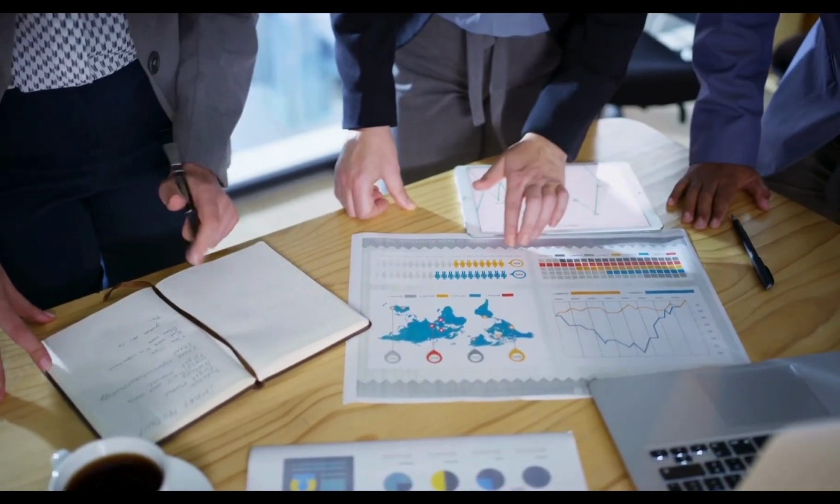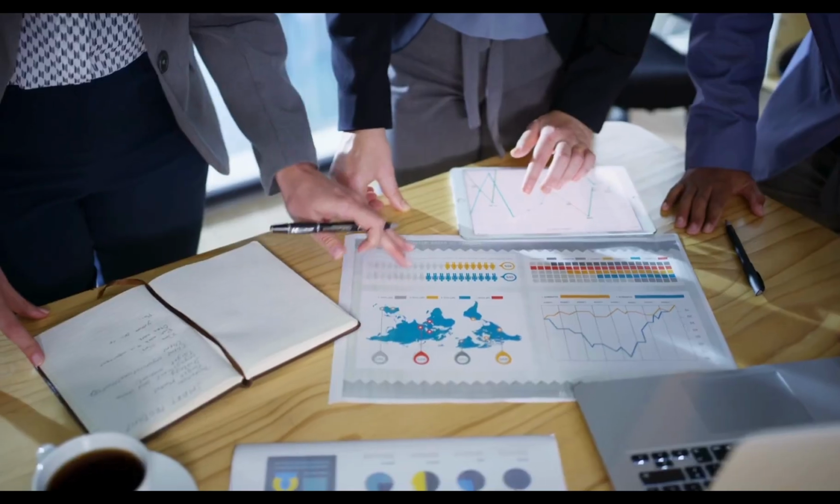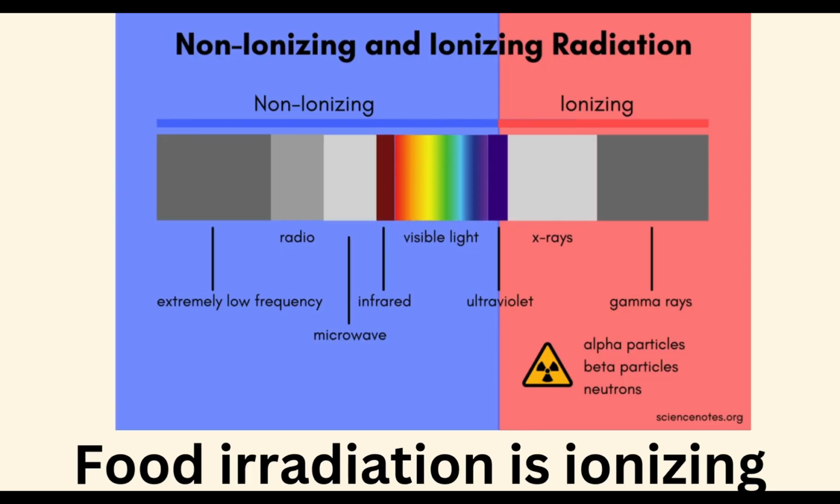A common misconception about food irradiation is that it makes foods radioactive, which is not true at all. Let's dig a little deeper. How does a machine ensure the safety of foods through a physical science perspective? So radiation can be either ionizing or non-ionizing. Food irradiation is another term for ionizing radiation.